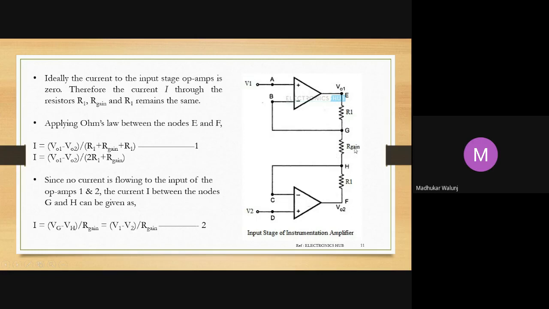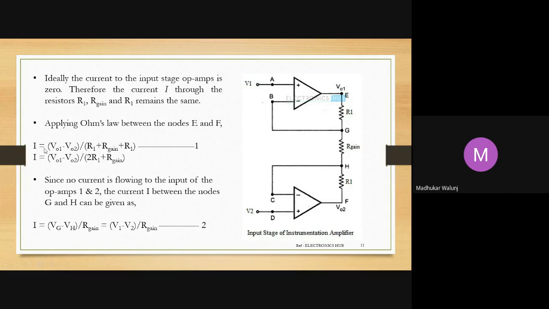Now we are going to calculate the current in resistor R gain. It is the potential difference between G and H. What is the potential difference between G and H? Vg minus Vh. Vg is V1 due to the virtual earth concept. The A point is available at B and it is available at G. So Vg is V1. Similarly, Vh is also equal to V2. So the current flowing through this R gain is V1 minus V2 divided by R gain. This is the second equation.